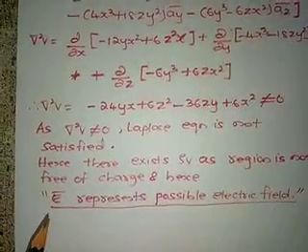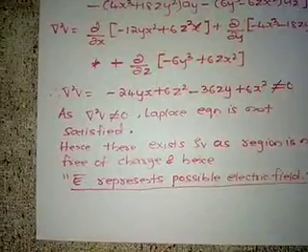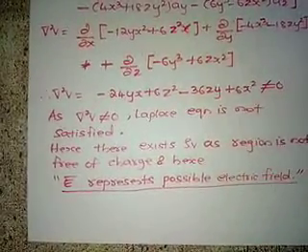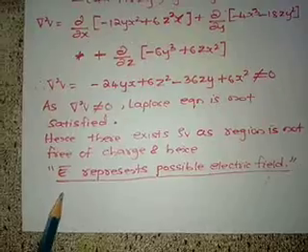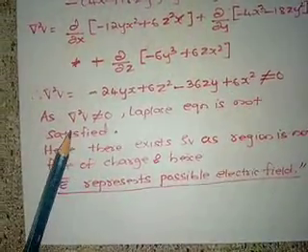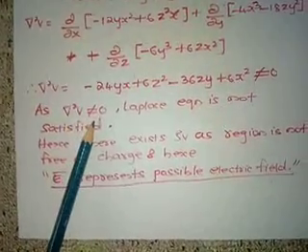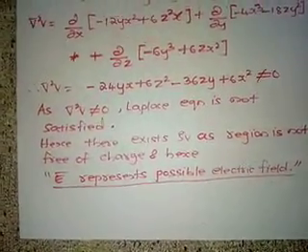So that means E bar represents a possible electric field. We were asked to check whether the given equation represents a possible electric field or not. Yes, of course, E bar represents a possible electric field. That is what we have checked, using the Laplace equation, where del square V is not equal to 0 in this particular example.